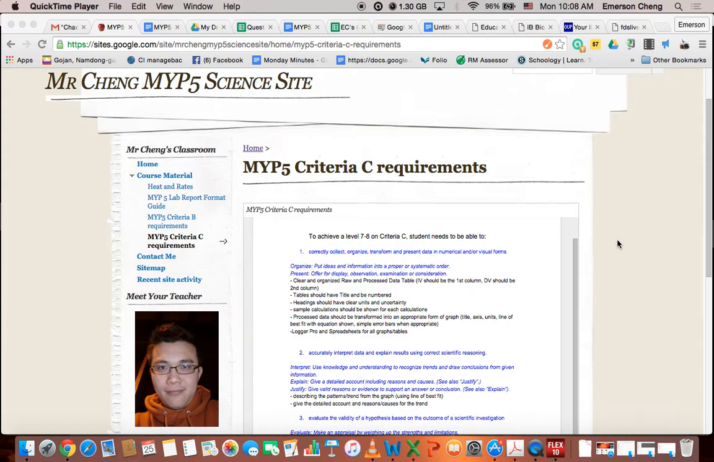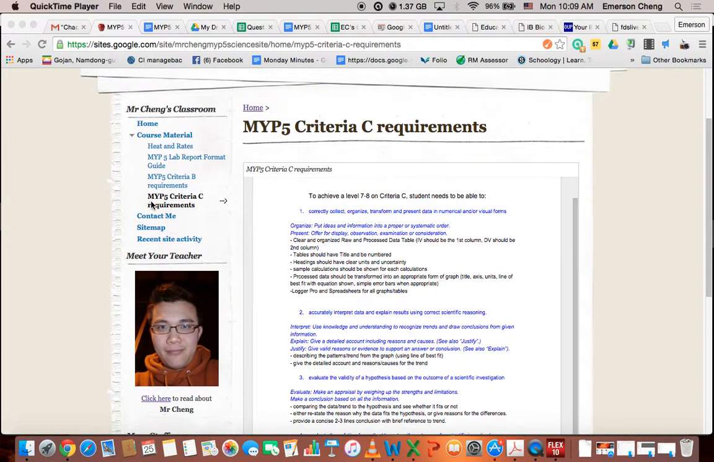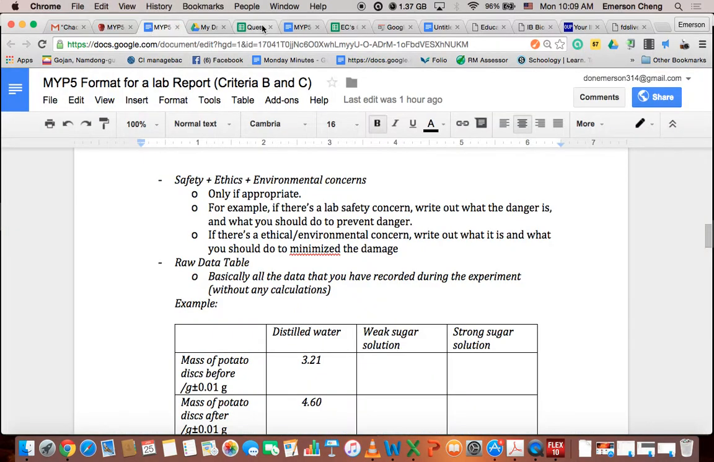This is the lesson. We're talking about criteria C requirement. As I said, I made this Google Doc stating what you need to do to get a 7 and 8. You can find this document on the website underneath the sidebar here, criteria C requirement. I'm going to go over each part individually so that you know what I'm expecting.